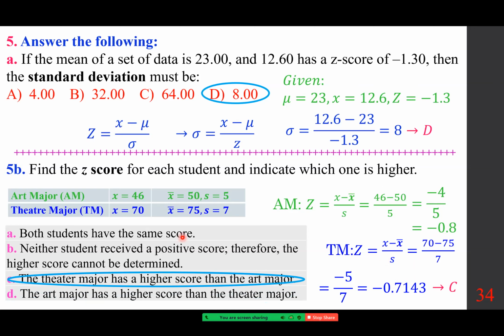So the theater measure has a higher score than the art measure. Again, both of them are less than the value of the mean, but since this is less negative, it has a better score.